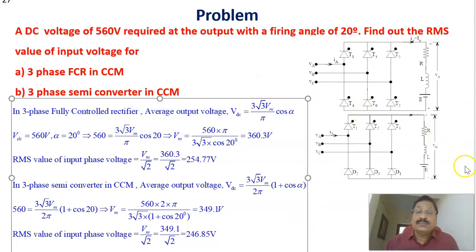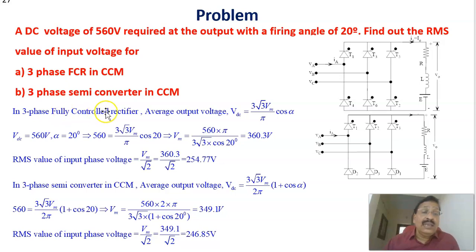In a 3-phase fully controlled rectifier, the average voltage across the load is equal to 3 root 3 Vm by pi cos alpha, or 3 VML by pi cos alpha with the line voltage. Vm is the maximum value of the phase voltage. The phase voltage is what we have to find out, and alpha is given as 20 degree, the firing angle. Of course, the DC requirement is 560. You substitute in that equation: 560 equal to 3 root 3 Vm by pi into cos 20.